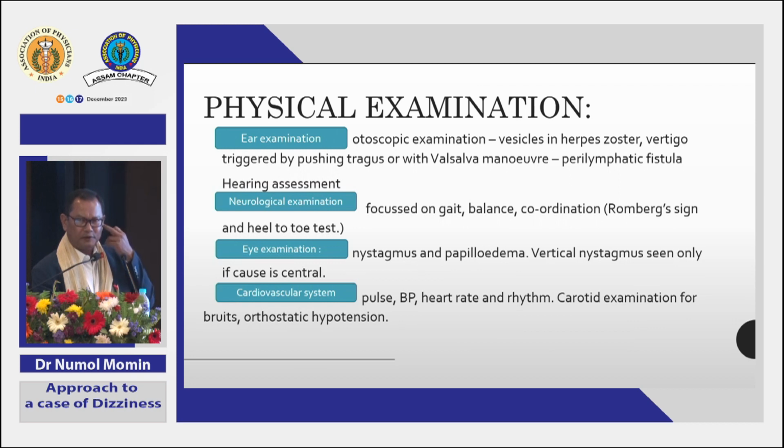Then we know one maneuver, if you put the tragus, if the tympanic membrane is torn up, then there is perforation, and you may have nystagmus also and vertigo also. So neurological examination is very important. So coordination, Romberg sign, and then heel to toe test.